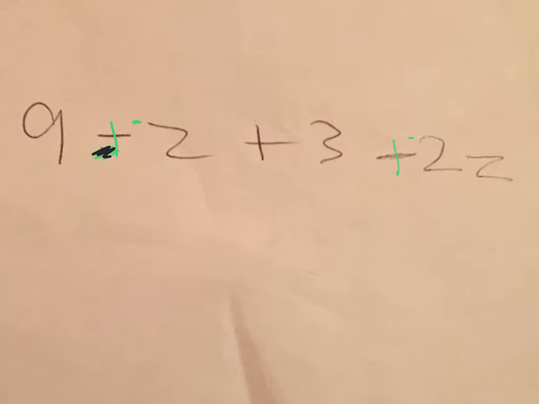So, negative z plus negative 2z equals negative 3z plus 9 plus 3, which equals 12. So the answer is negative 3z plus 12.